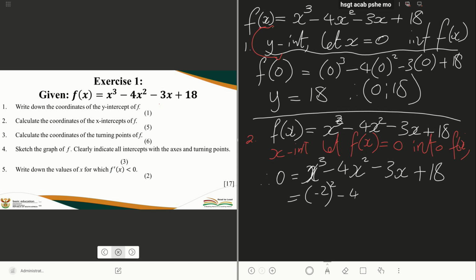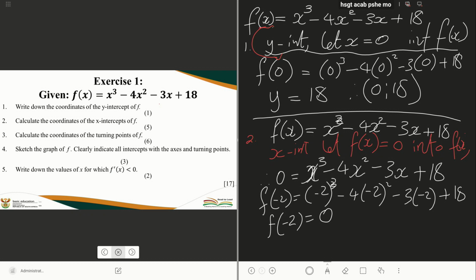Negative 2 cubed minus 4 times negative 2 squared minus 3 times negative 2 plus 18, if my f of x in the place of x is negative 2. Let's check. What do we get there? We get 0. Oh, f of negative 2, we get 0.